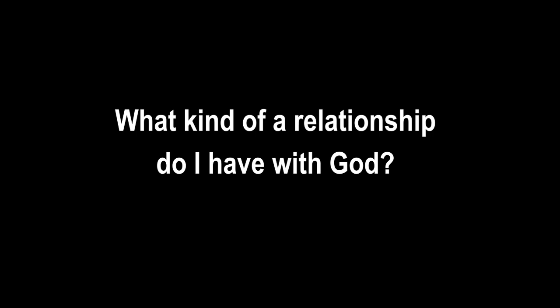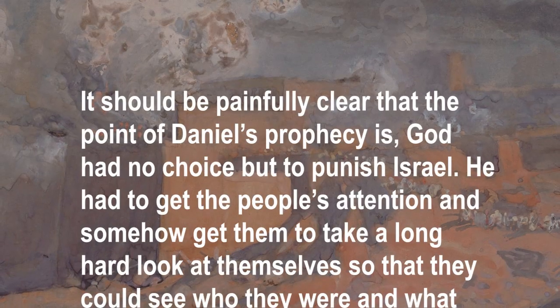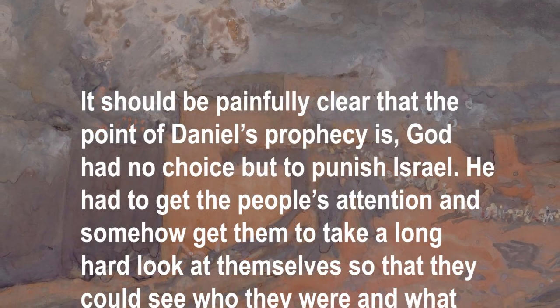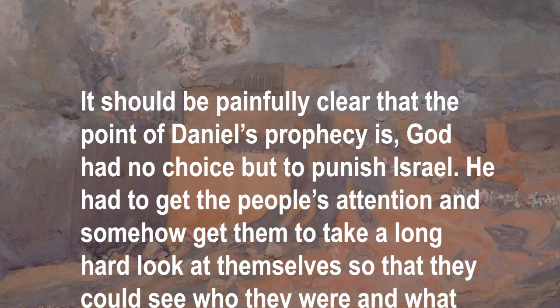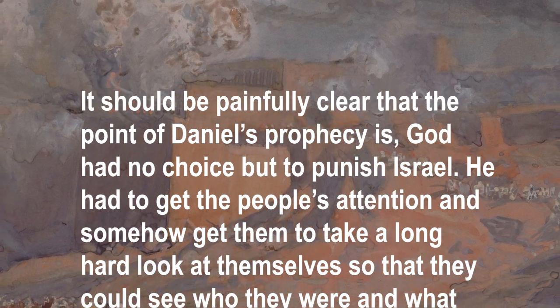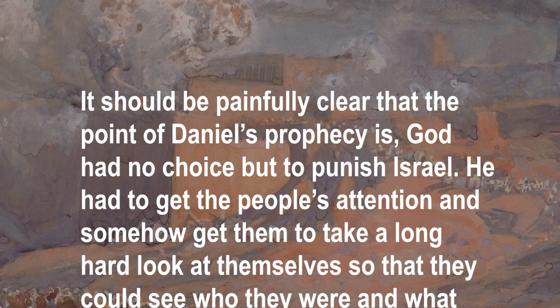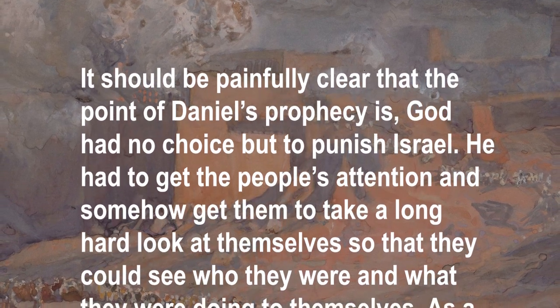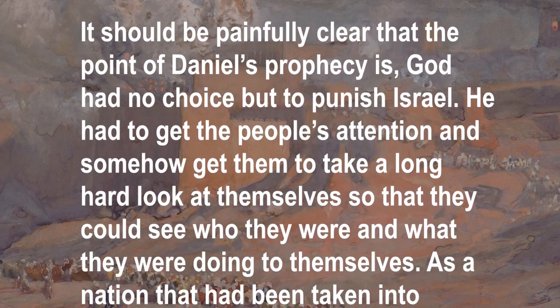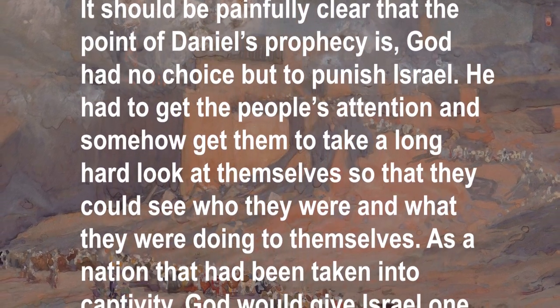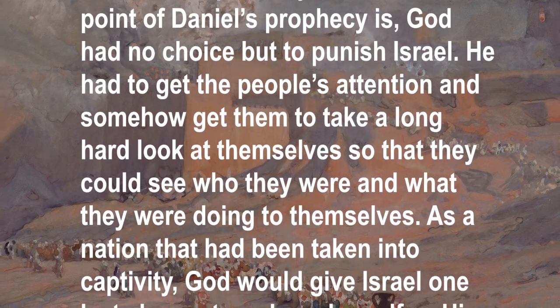490 years to get Israel to see the problem, but he never could get through to them. It should be painfully clear that the point of Daniel's prophecy is God had no choice but to punish Israel. He had to get the people's attention and somehow get them to take a long, hard look at themselves so that they could see who they were and what they were doing to themselves.